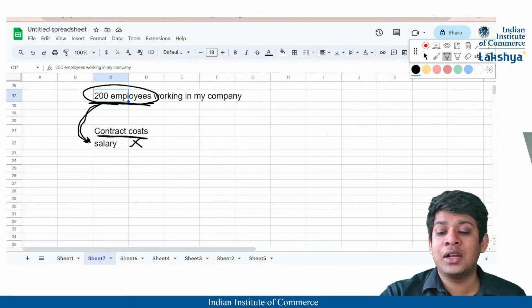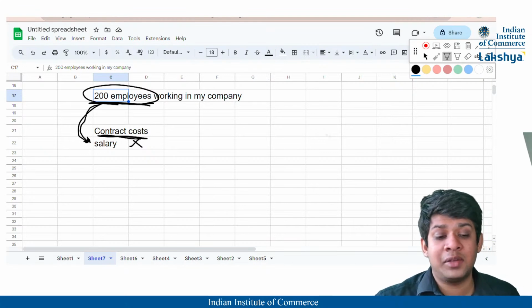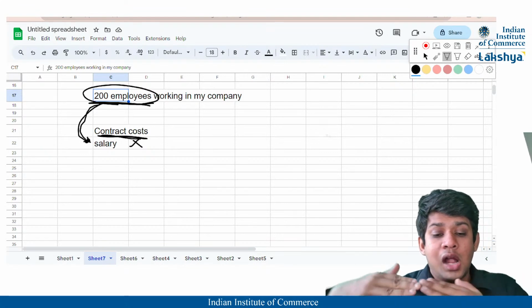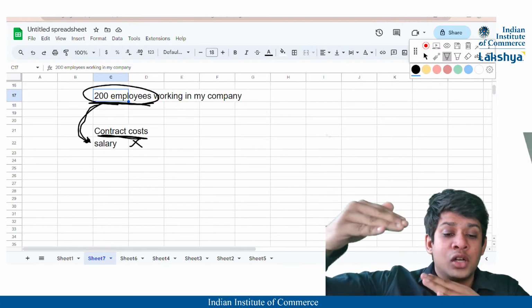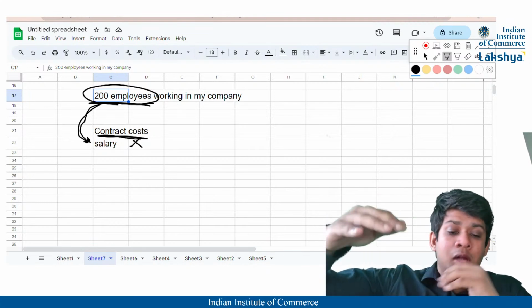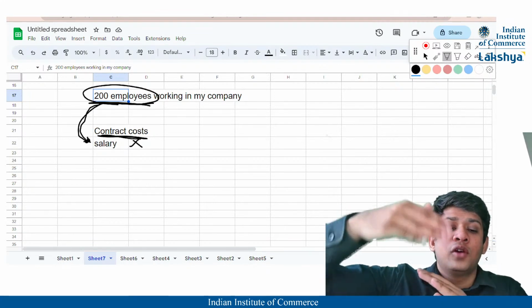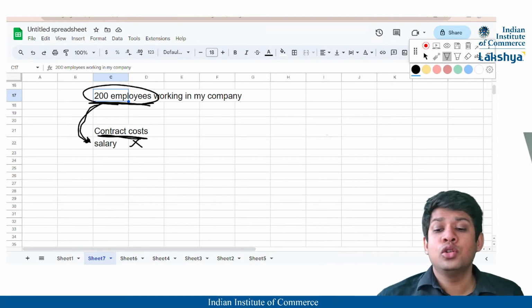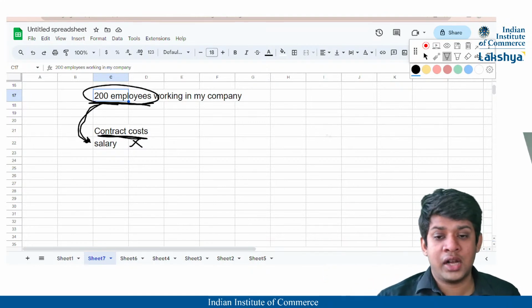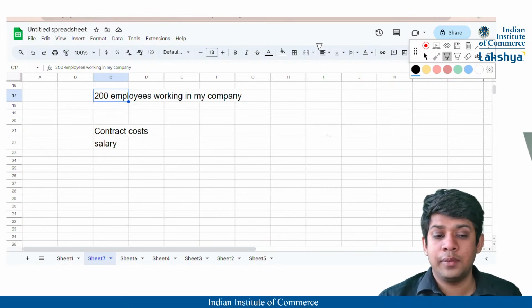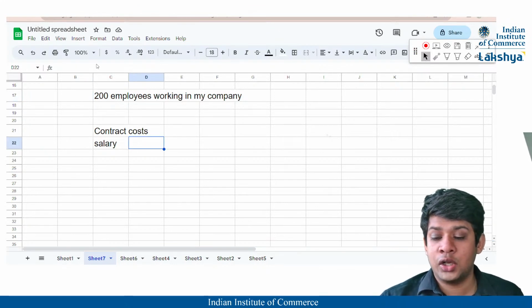So whatever are the incremental costs of obtaining a contract, that means technically, I am having an incremental cost of purchasing new material, hiring more labor, hiring more professionals. So those are related to the contract. Only those will be considered within the contract costs. Okay. So I hope this part was clear to you all.